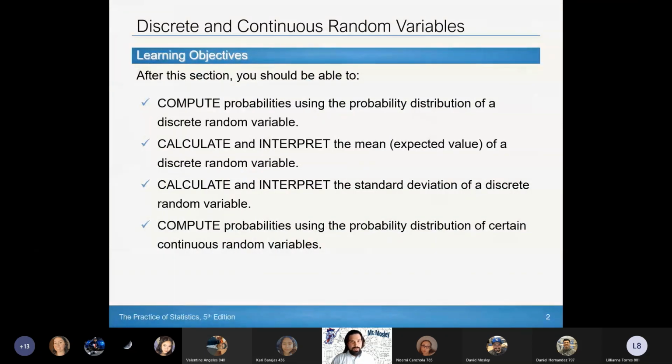All right, today, what we are hoping to accomplish and learn is that we'll be able to compute probabilities using the probability distribution of a discrete random variable, calculate and interpret the mean, otherwise known as the expected value, those terms are interchangeable at this point, of a discrete random variable, calculate and interpret the standard deviation of a discrete random variable, and compute probabilities using the probability distribution of certain continuous random variables. If you don't know what a random variable is, you're in the right place. We're going to learn that today.